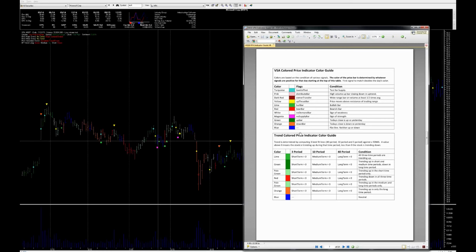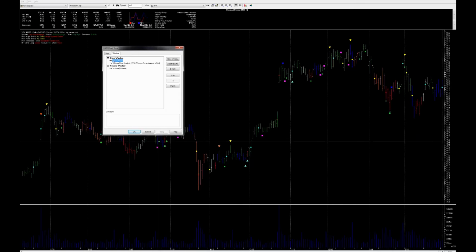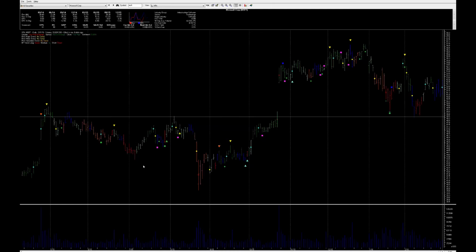So there are two coloring mechanisms. The trend one, I think, is pretty easy. You can actually see that it makes sense. The orange and red are going down. The green is going up. The VSA is based more on the flags themselves, and its coloring mechanism is a little harder to read. When you set up a chart with this, I recommend you remove the price and just use the VPA as the whole thing, because then it doesn't have to draw two copies of the chart, one with the colors and one without. You can get some weird artifacts.